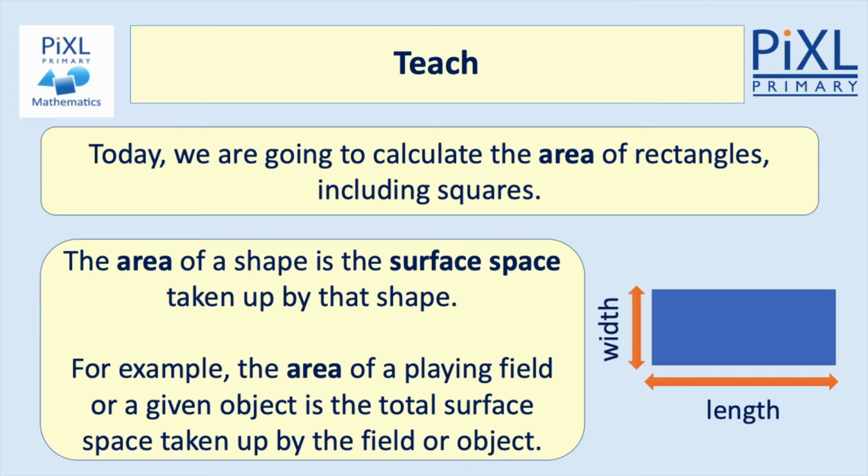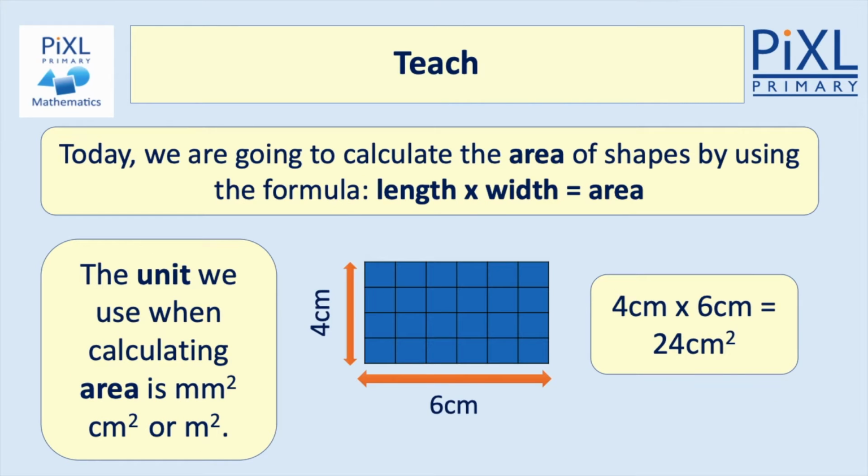Today we are going to calculate the area of rectangles, including squares. The area of a shape is the surface space taken up by that shape. For example, the area of a playing field or a given object is the total surface space taken up by the field or object. Today we are going to calculate the area of shapes by using the formula length times width equals area. The unit we use when calculating area is millimetres squared, centimetres squared or metres squared.